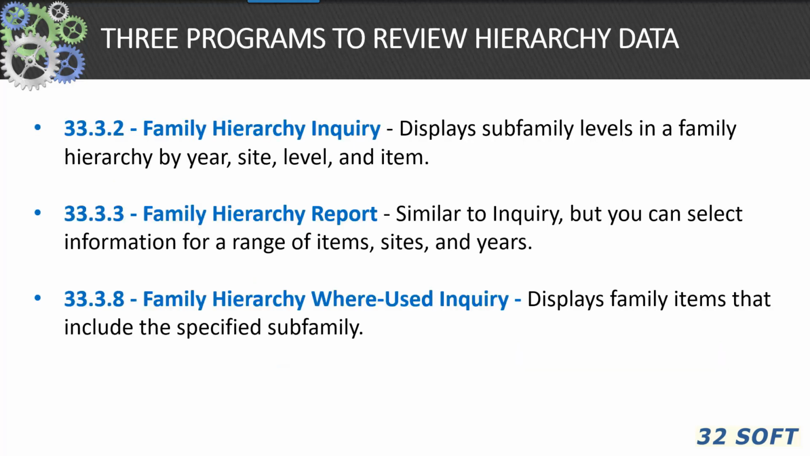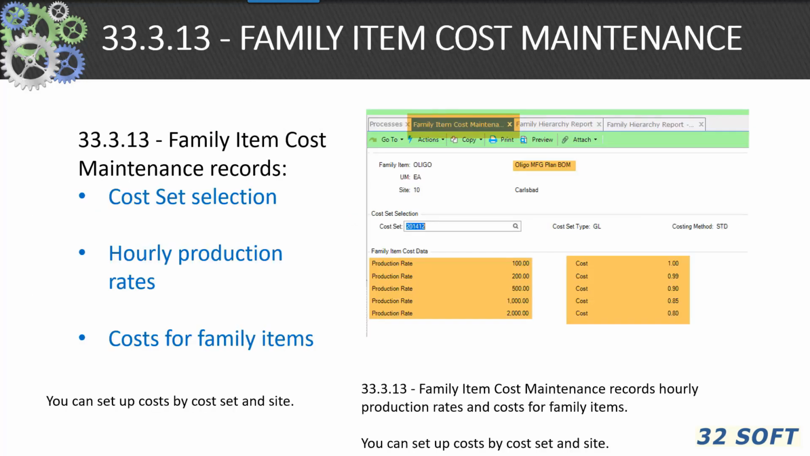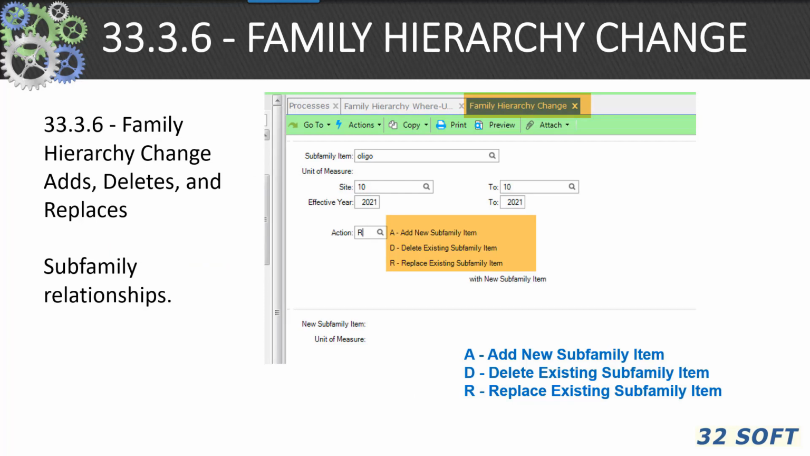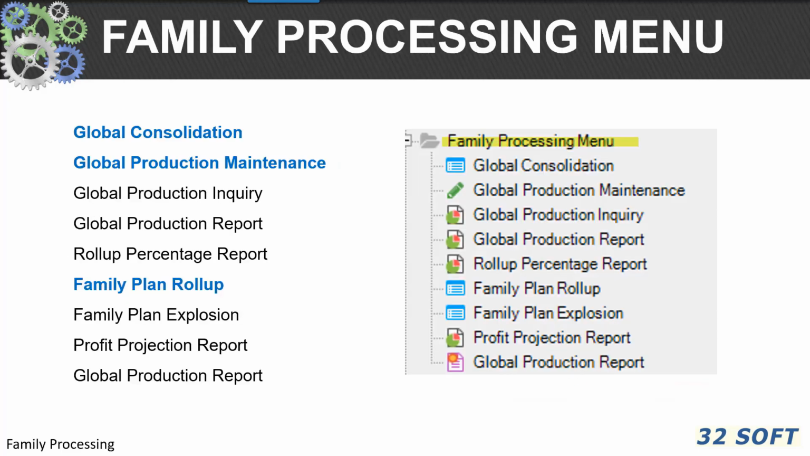There are three programs that allow you to look at this: the inquiry 33.3.2, the report 33.3.3, and then the where used, which is very similar to your 13.7 in the bill of material, your 33.3.8. You can set the family cost for an item. Here you can set the cost relationships. You can put various production rates and costs associated with those. You can use the 33.3.6 to change relations and add, delete, or replace family relationships in that hierarchy.